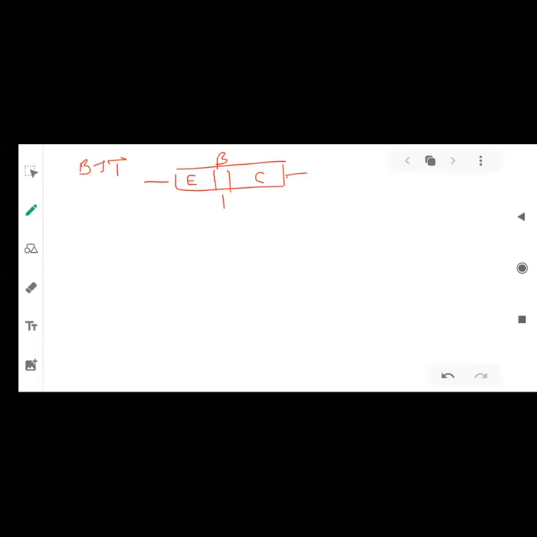Now based on the kind of configuration, we have different characteristics of the BJT. So the BJT can be PNP and NPN. So it's like this, and this is NPN. This is the collector, this is the base, this is the emitter. And if it is PNP, then the direction of the arrow is going to change. That is the only difference. Otherwise the working is going to be the same.